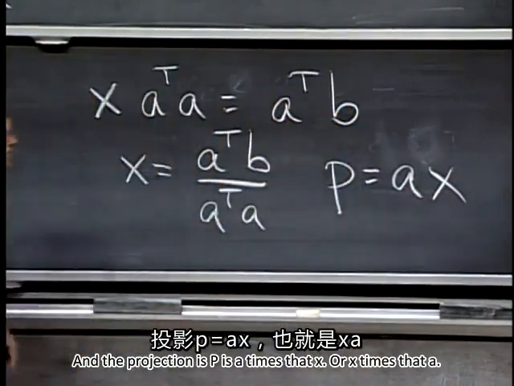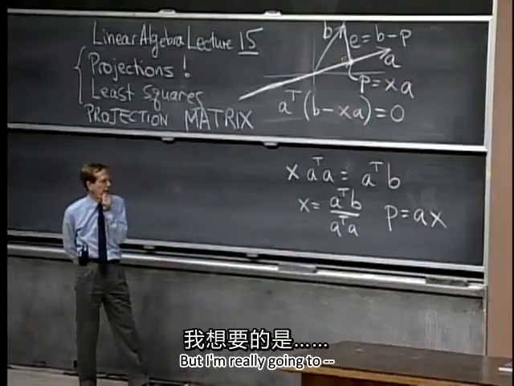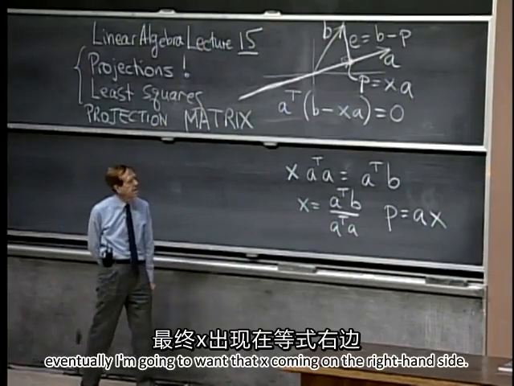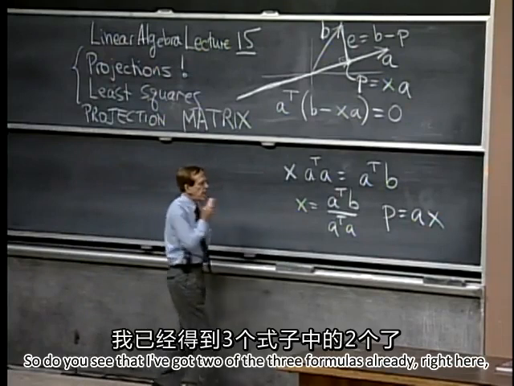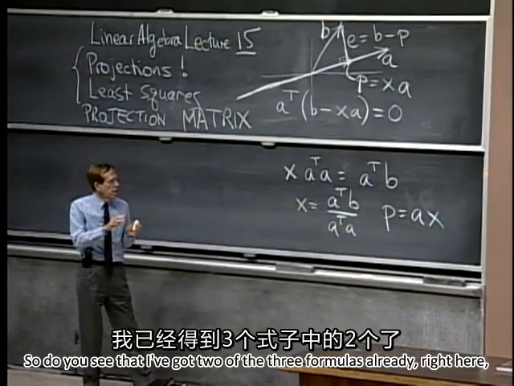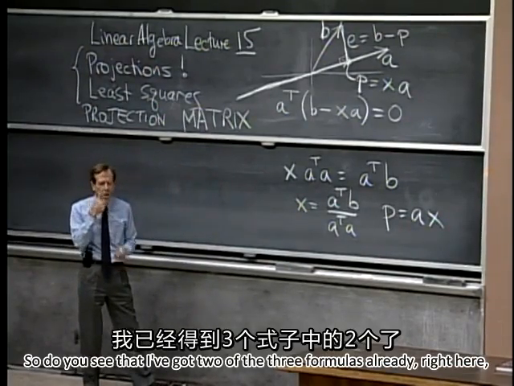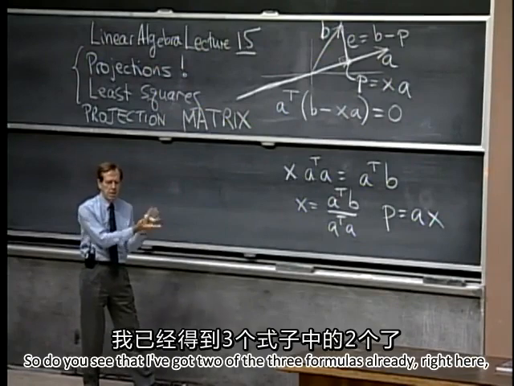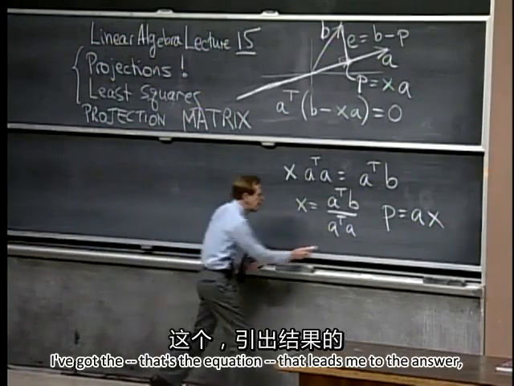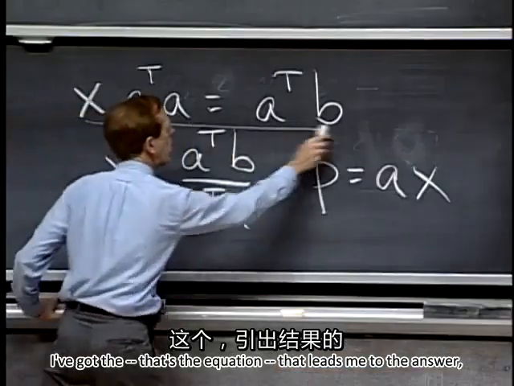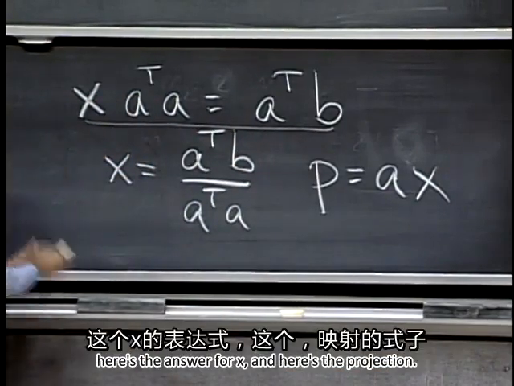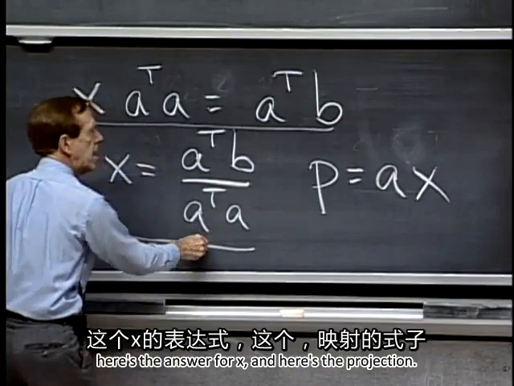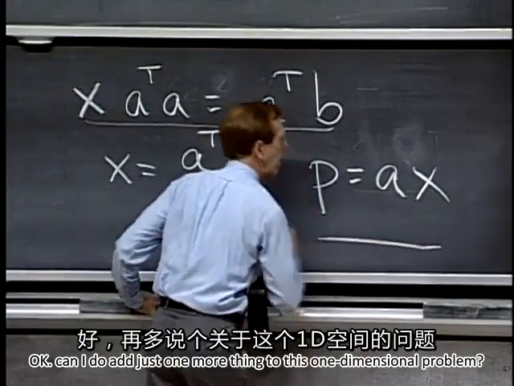Or X times that A. But I'm really going to, eventually I'm going to want that X coming on the right-hand side. So you see that I've got two of the three formulas already right here. I've got the equation, that's the equation that leads me to the answer. Here's the answer for x, and here's the projection.